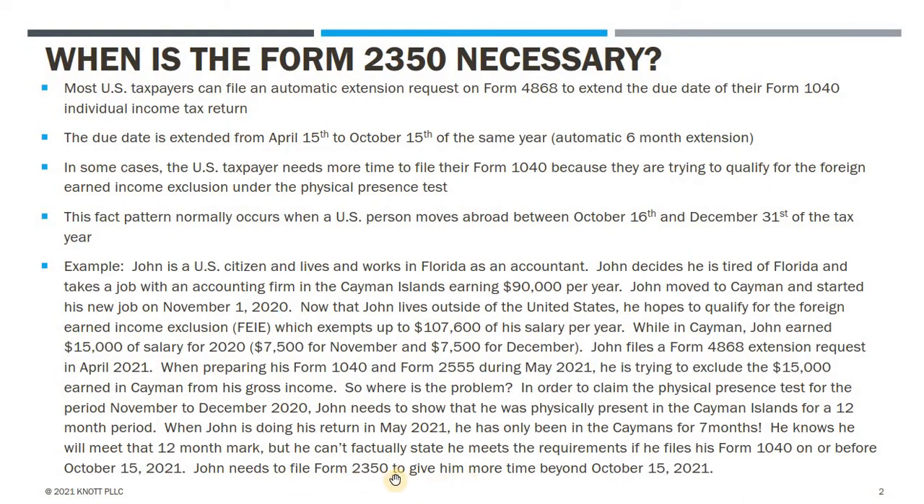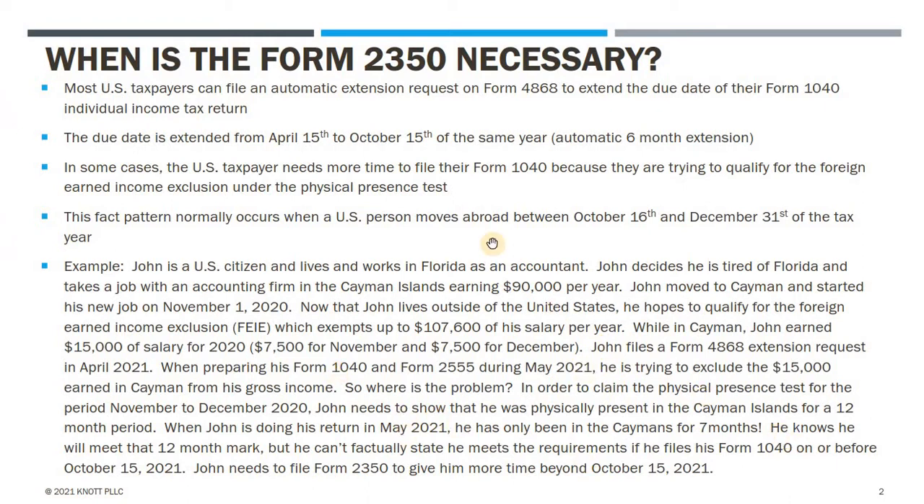So that's where you would need this. Now, if you moved abroad, let's say before October 15th, you can just file the 4868 and you'll get there anyway. But it's in this kind of unique fact pattern where you move sometime post October 15th, before the end of the year, and you're just falling short of the time required in order to meet that physical presence test. So this is the fact pattern.